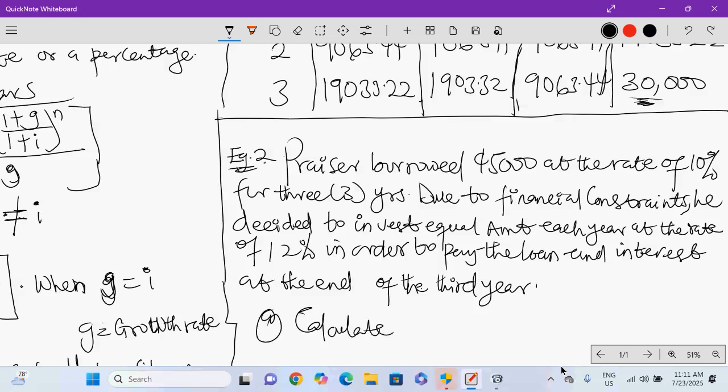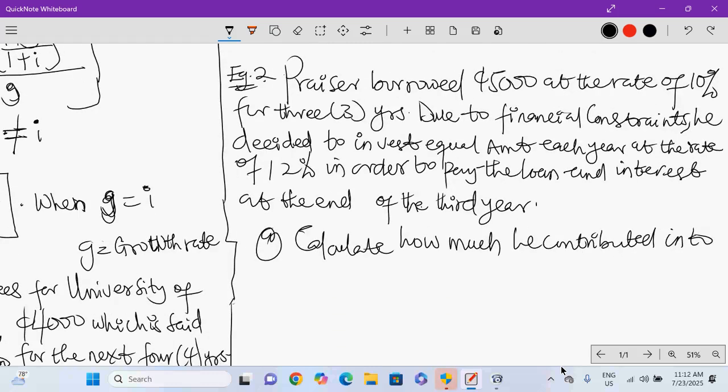Calculate how much he contributed into the fund each year.